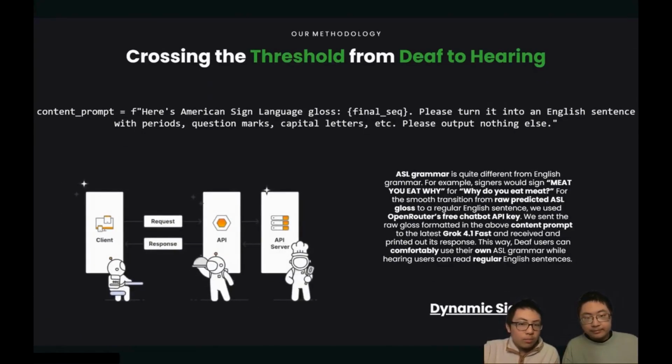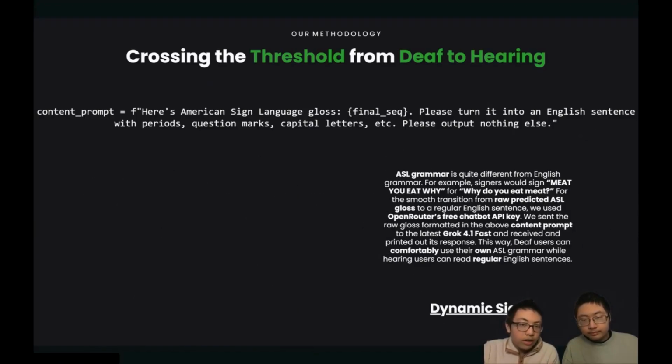However, we noticed a problem, which is that ASL grammar is quite different from English grammar, and our raw predicted ASL gloss does not include punctuation or capital letters. So we used OpenRouter's free chatbot API to turn our raw gloss into regular English sentences so that deaf users can comfortably use their own ASL grammar while hearing users can read regular English sentences.